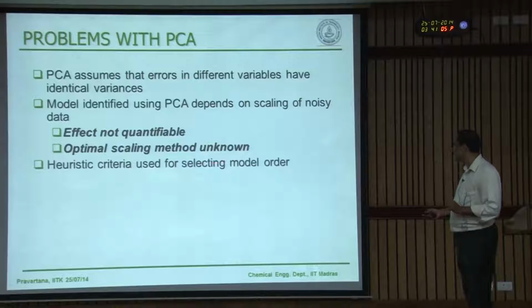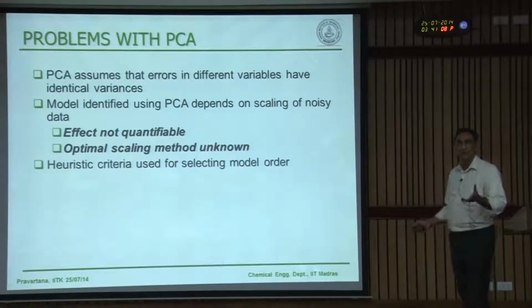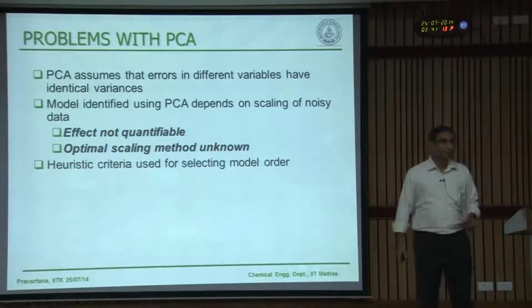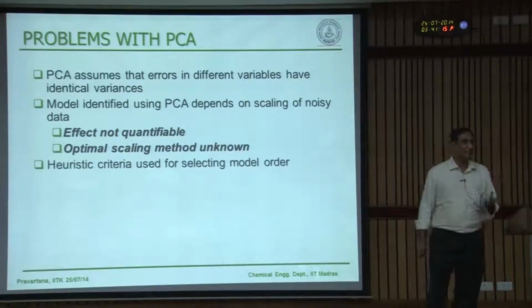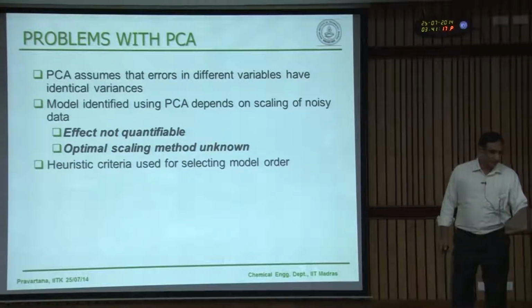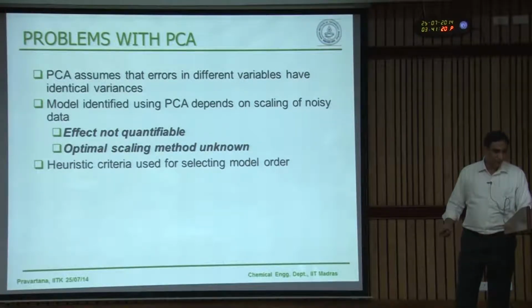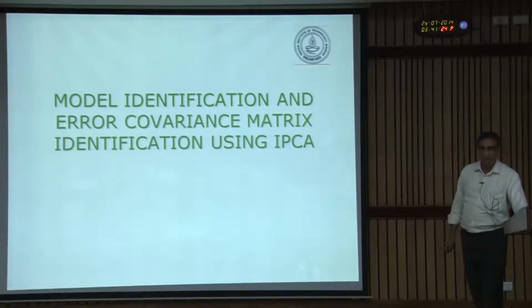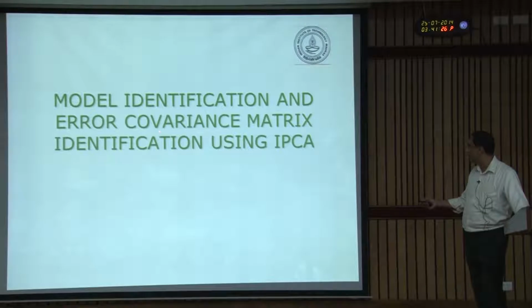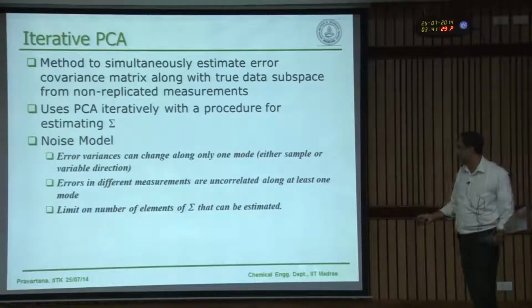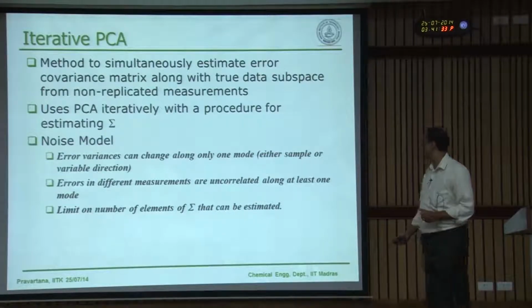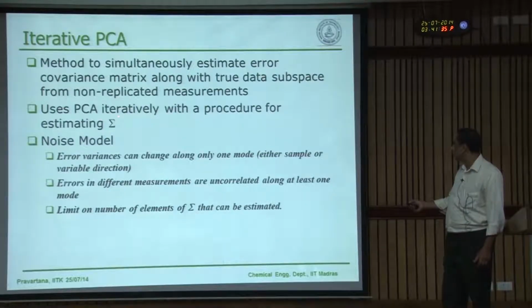So all these heuristic criteria used for model order, we said that the number of constraints have to be selected by looking at the eigenvalues, by eyeballing it, looking at scree plots and so on. So clearly that's not a very nice solution to the problem. So we are going to look at all these things and provide a solution, and this is by estimating the error covariance from data, and it's called iterative PCA. It uses PCA effectively in an iterative fashion by combining with something else. So we are going to use PCA iteratively with a procedure for estimating sigma.